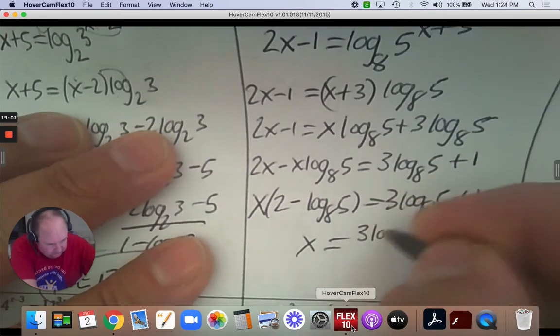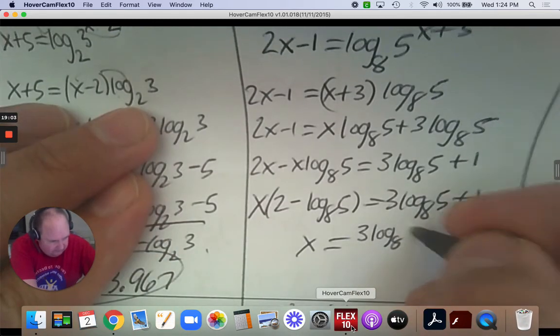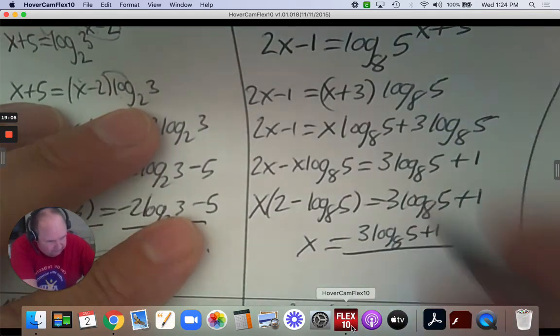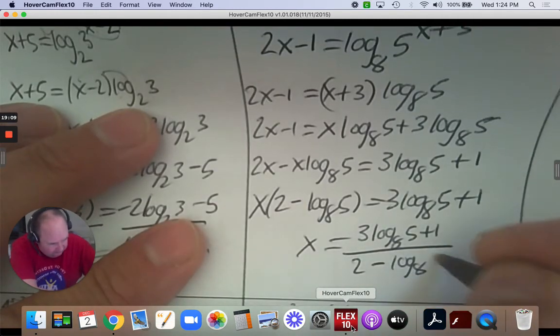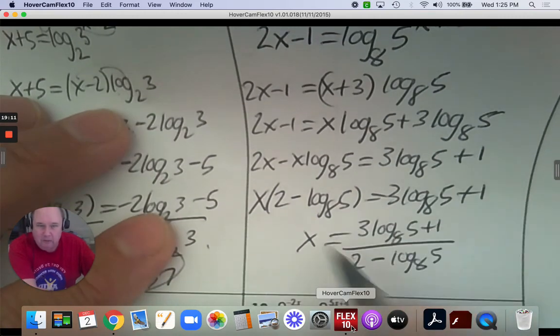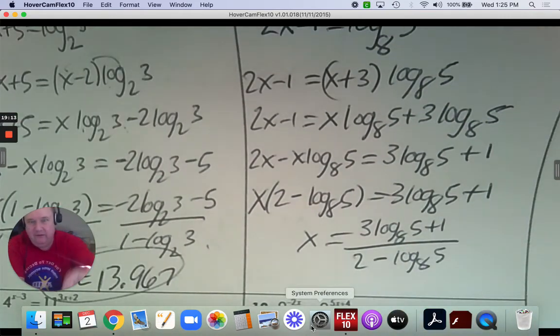So we have 3 log 5 base 8 plus 1. We have 2 subtract log 5 base 8 on the bottom. And then this is what we're going to type in the calculator to get our answer.